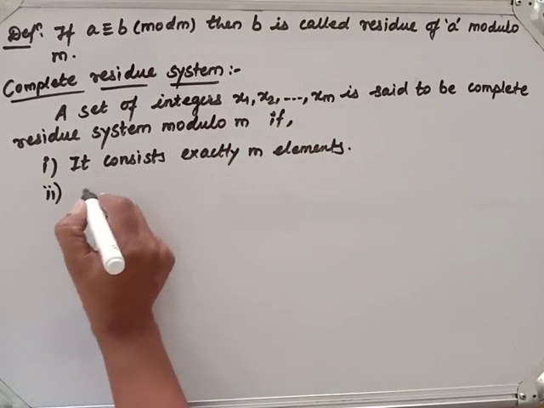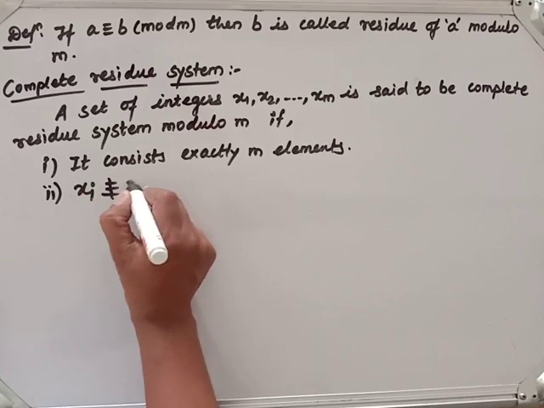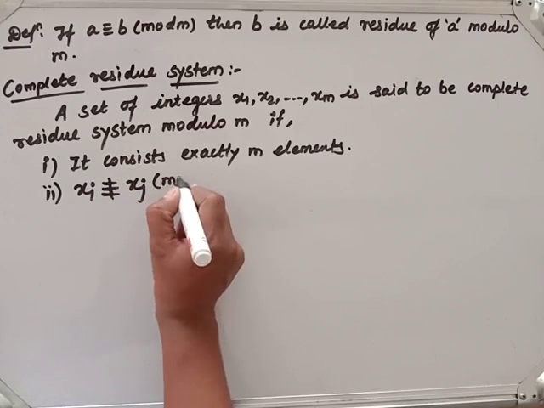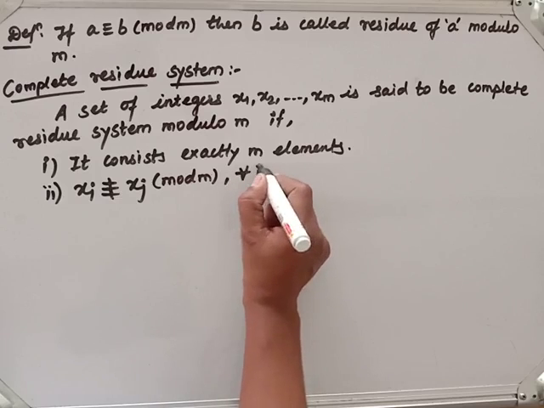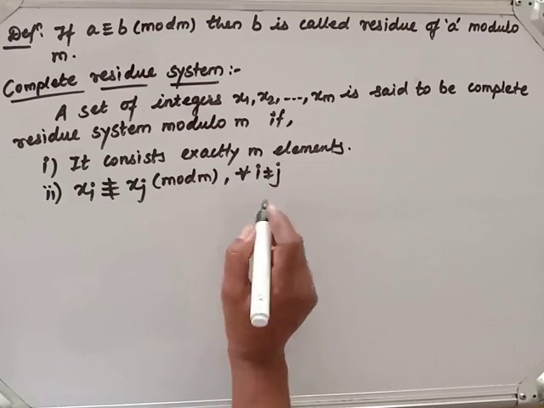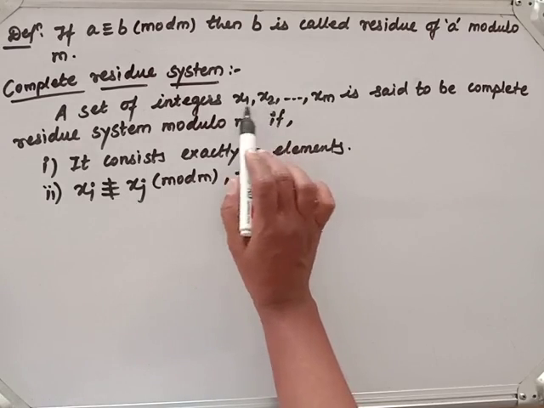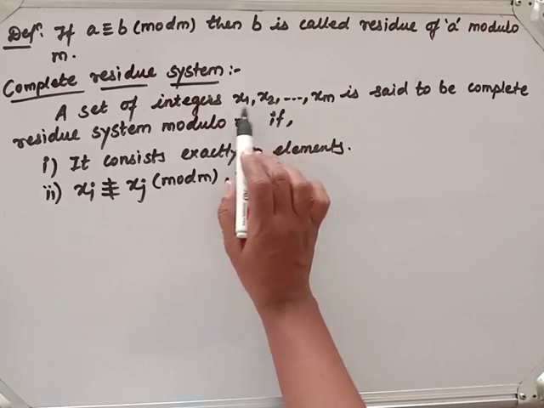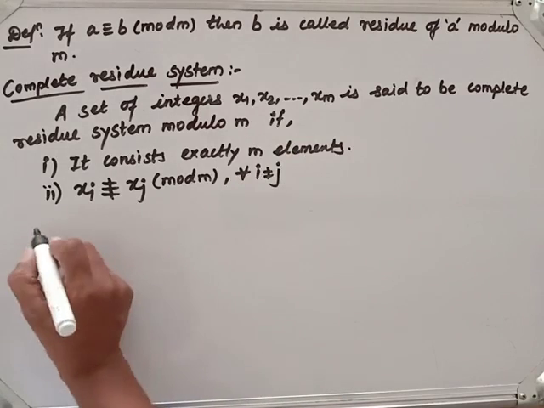Then the second condition is that xi is not congruent to xj modulo m for all i not equal to j. When they are unequal, these are not congruent to each other, meaning these are not the residues of each other when they are not the same. Fine, i is not equal to j.